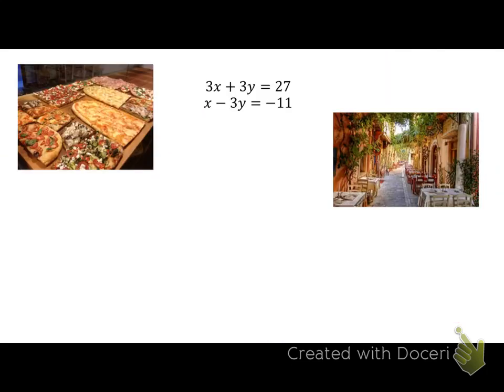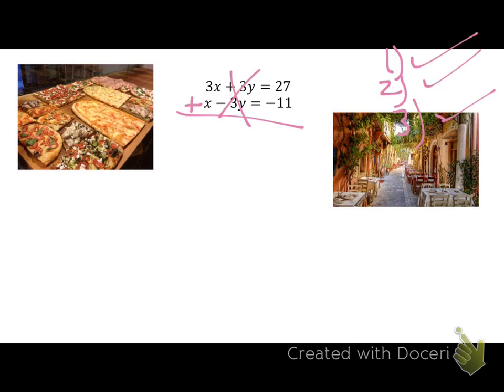All right. Are they lined up? X on top of X, Y on top of Y? Yes. Do I have a variable with the same number in front? Y does. They both have 3's. Cool. Is one positive, one negative? Yes. Awesome sauce. So let's go ahead and add.